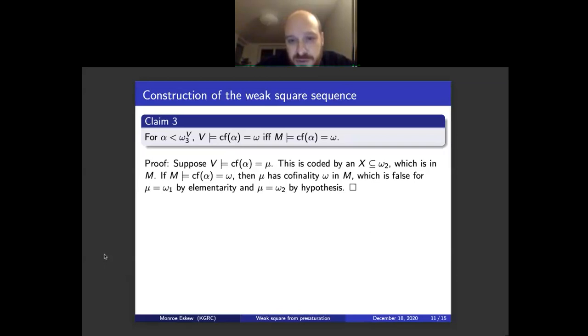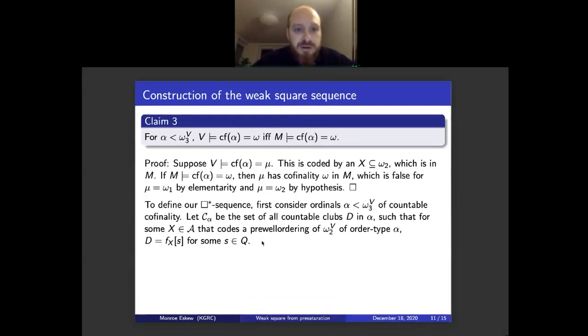But we assume this can't happen unless mu equals omega, because if mu equals omega 1, M and V have the same omega 1, so that can't happen. And we assume that omega 2 gets cofinality omega 1 in M, so neither of these happen, so it must have had cofinality omega. Okay, now onto the construction. So first we take care of the ordinals of countable cofinality, and this is where all the machinery is really used.